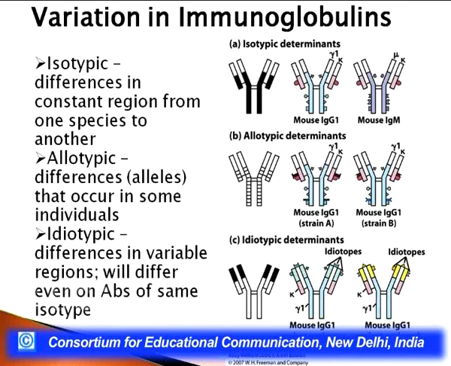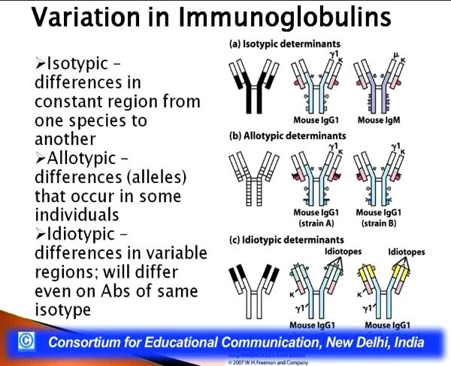However, in allotypic variation, there is a difference at an allelic level, at a particular locus. Not all individuals may have a particular allele. For example, in the case of IgG3, G3m is an allotype which has phenylalanine at position 436. This particular allotype may not be present in all individuals.